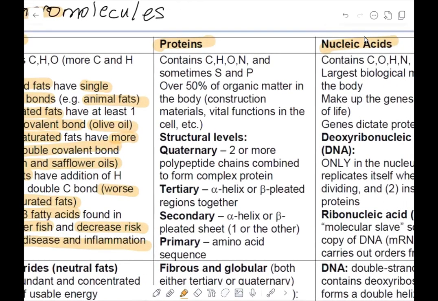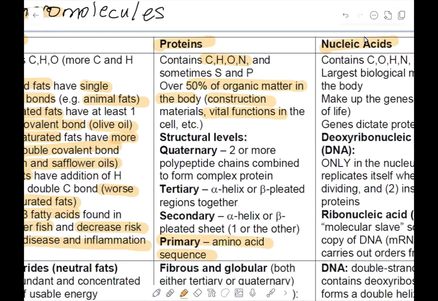The third macromolecule is the protein. It also has carbon, hydrogen, oxygen, but also nitrogen. So again, the carbohydrates and lipids only have carbon, hydrogen, and oxygen, but the protein has nitrogen. It's at least 50% of the organic matter in the body because it's used for construction materials and vital functions in the cell.